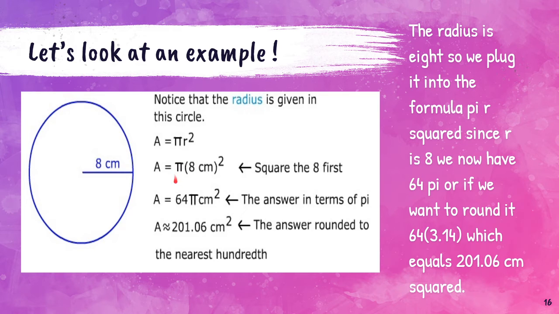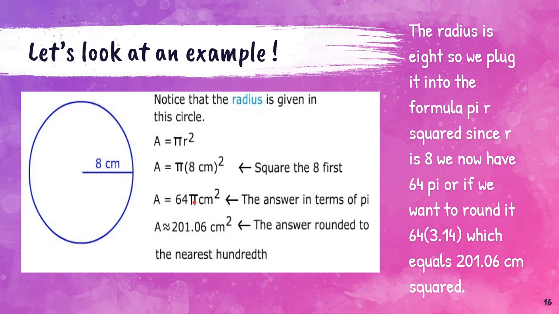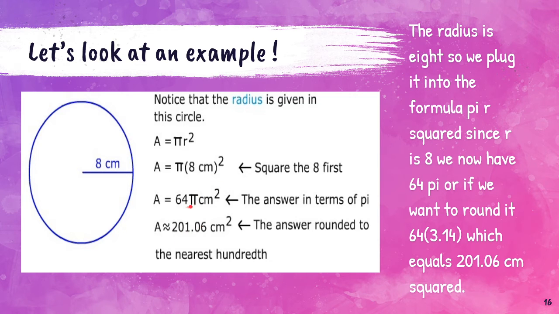And do not forget the pi. So over here you would have 64, because 8 squared is 64, and then you'd bring the pi, and then you'd have centimeters. So this is in terms of pi. You don't need a calculator with pi, but if you were, you would round pi to 3.14, and so you would do 64 times 3.14, and you'd get this number, 201.06 centimeters squared. This answer is rounded because we didn't take the never-ending number of pi. We just rounded pi to 3.14. So this isn't the exact answer, while this is, because of the pi symbol.